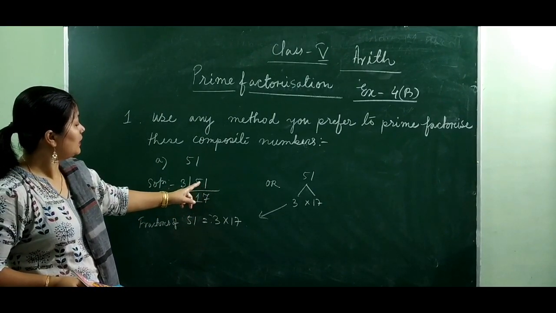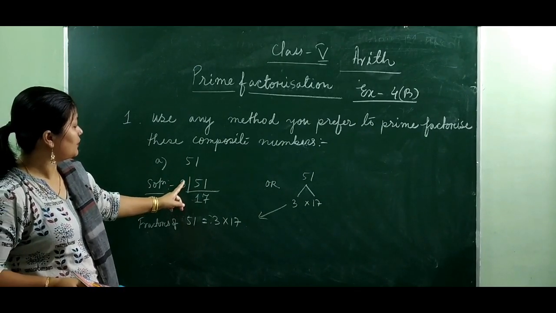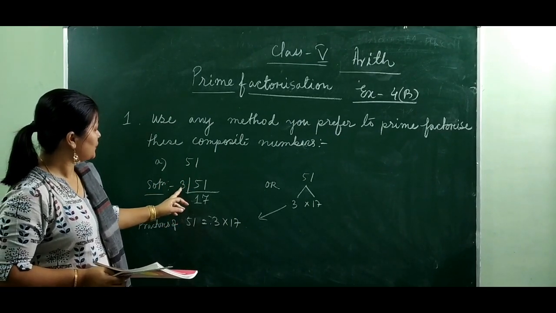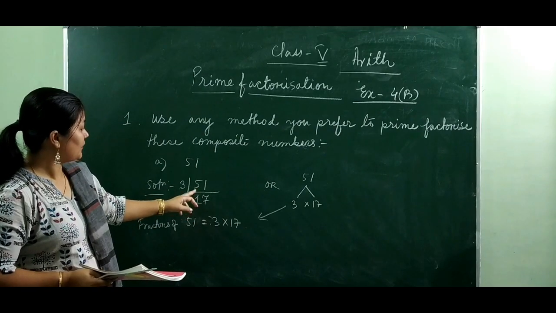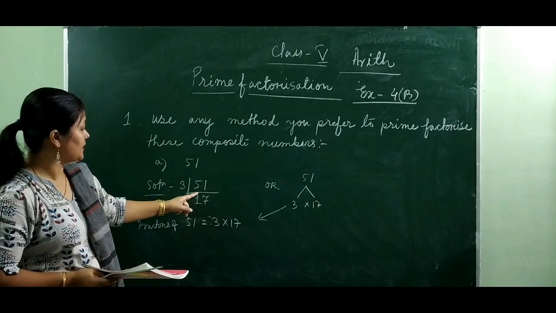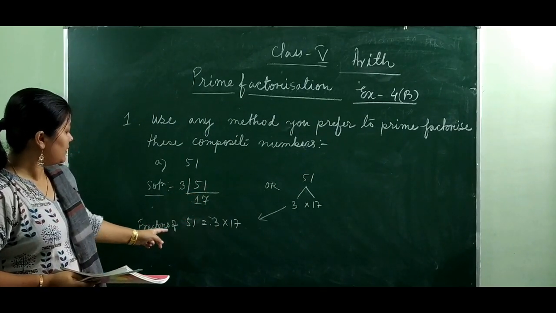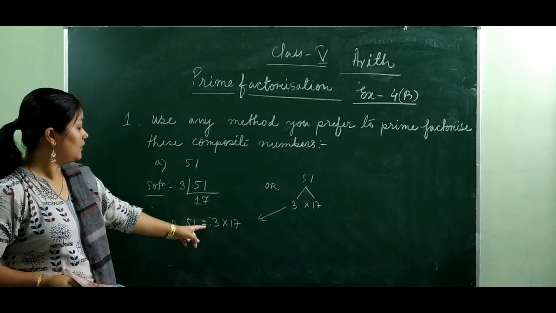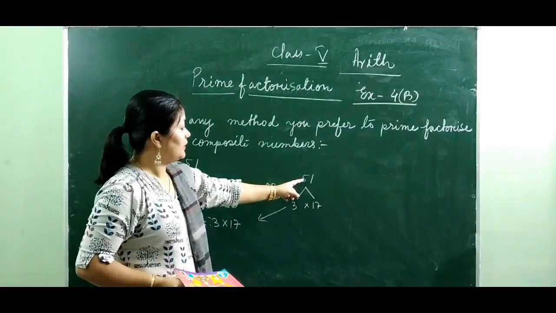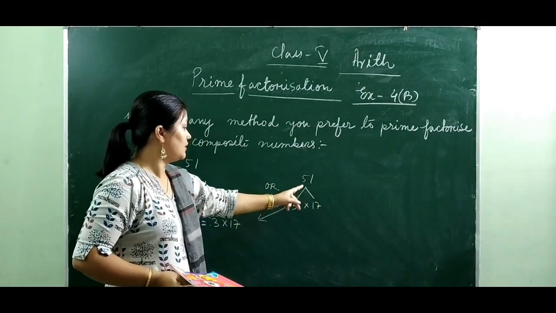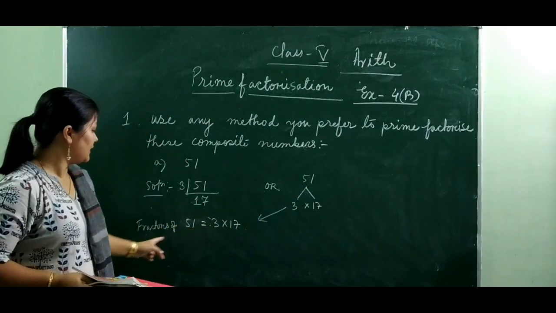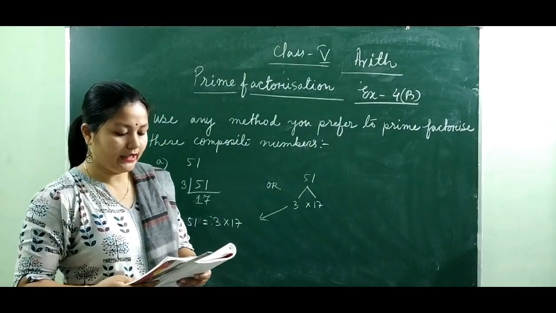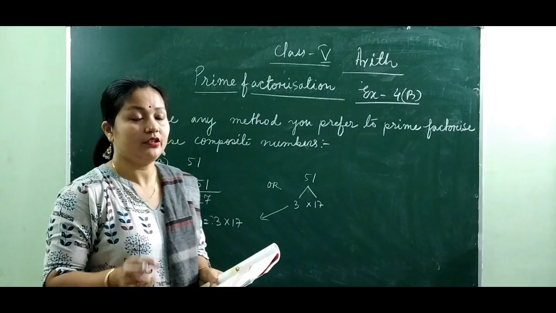51 is a composite number, so we have to find the prime factors. 3 times 17 equals 51. So the factors of 51 equal 3 and 17. You write the factors of 51 as 3 into 17. Or you can find the factors like this, 3 times 17 equals 51. So this is the factor tree method, and at last you can write it like this. So one I did for you. The remaining ones, B, C, D, E, F, G, H, you will do yourself.